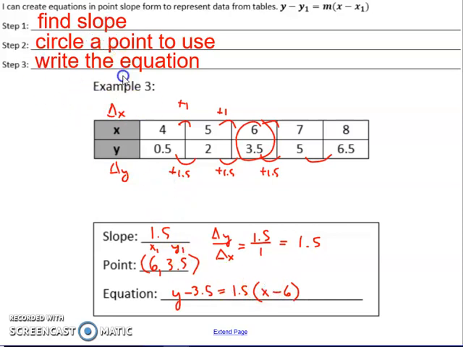Okay, same process. Find slope, circle your point, write the equation.